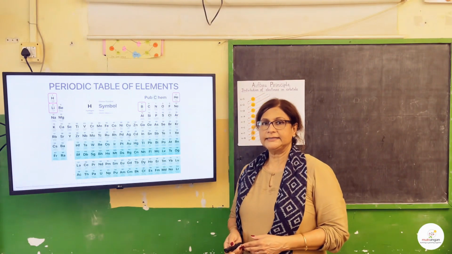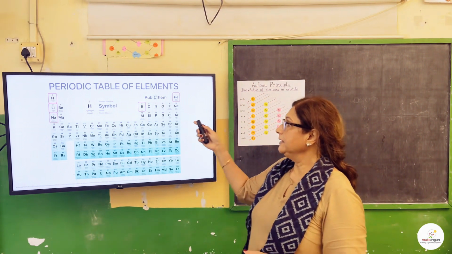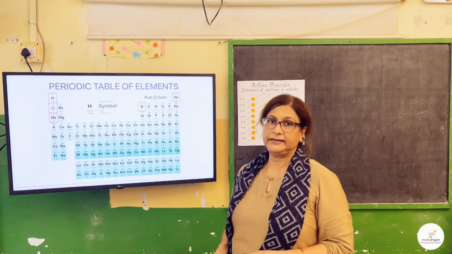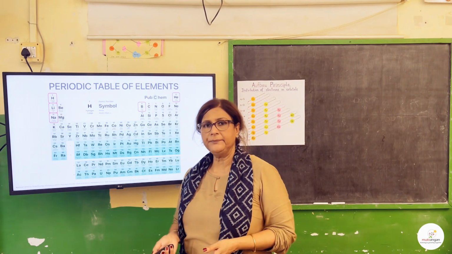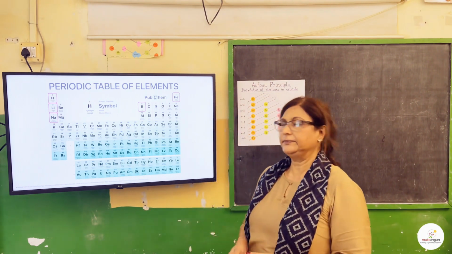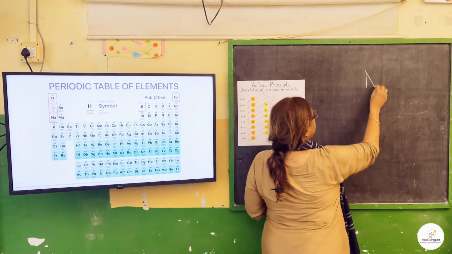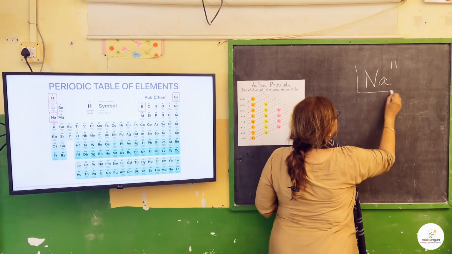Let's look into our next example, which is sodium. As you can see, sodium falls in period 3, and the atomic number for sodium is 11. So how do we do the electron configuration for sodium? We follow the same steps as we did before. So again we write here, this is sodium with atomic number 11.